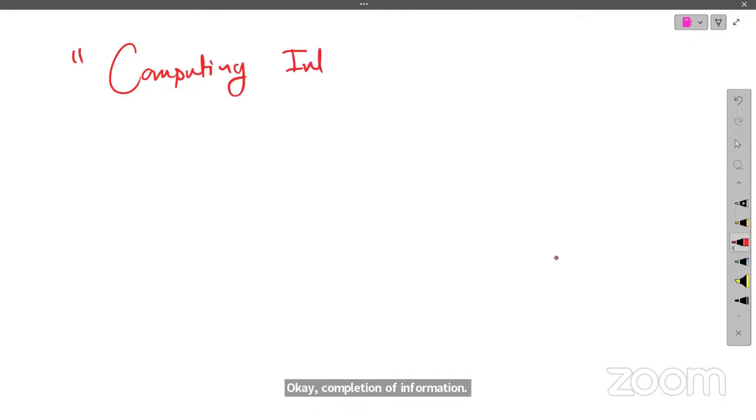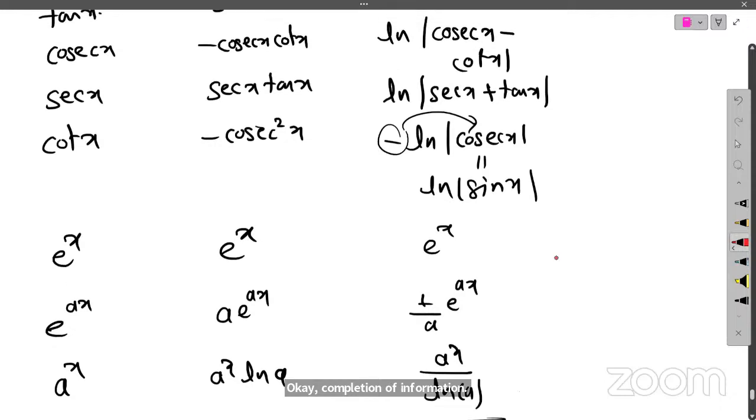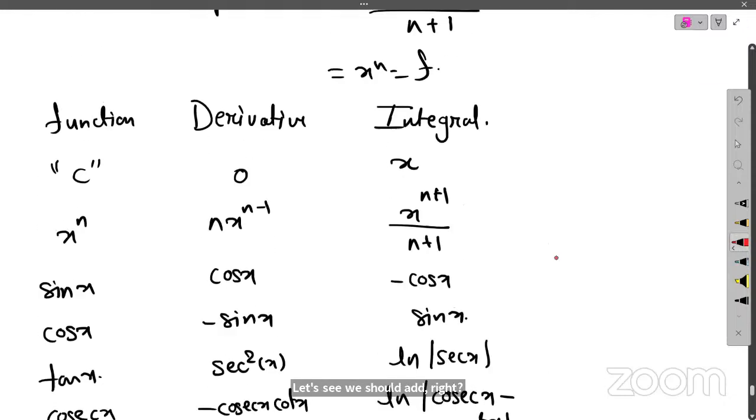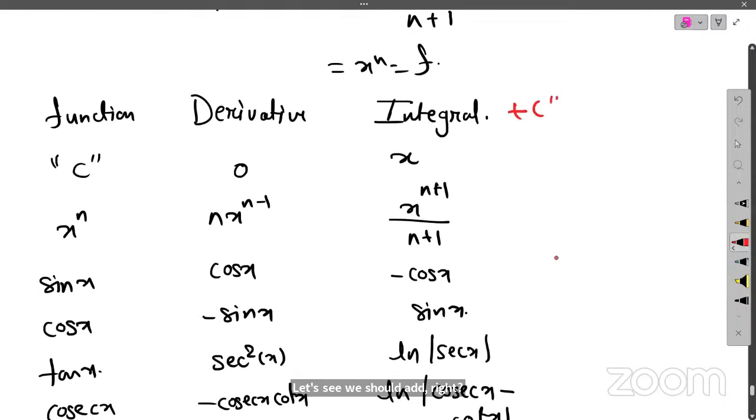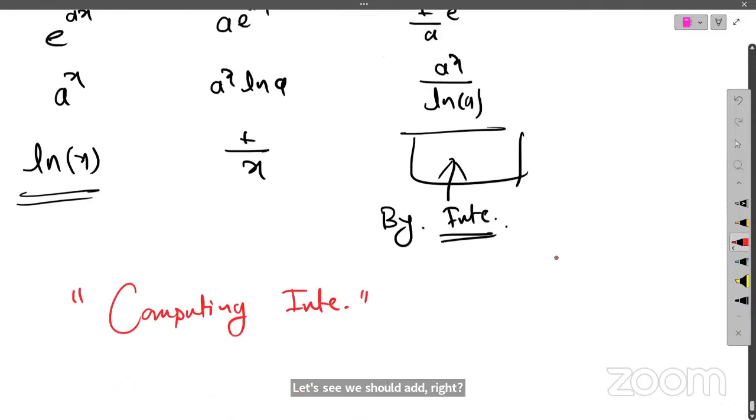Plus C we should add, right? Everything we have plus C. Here all plus C, the integral constant.